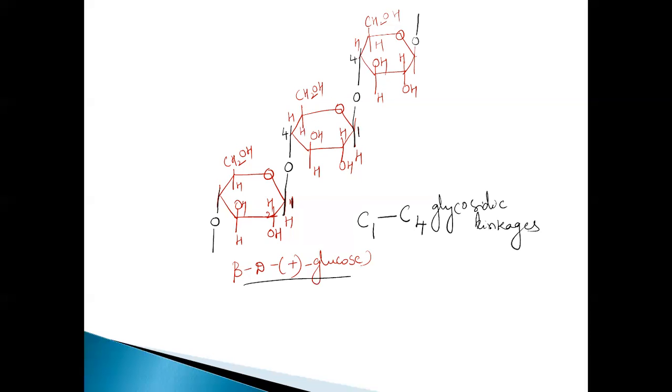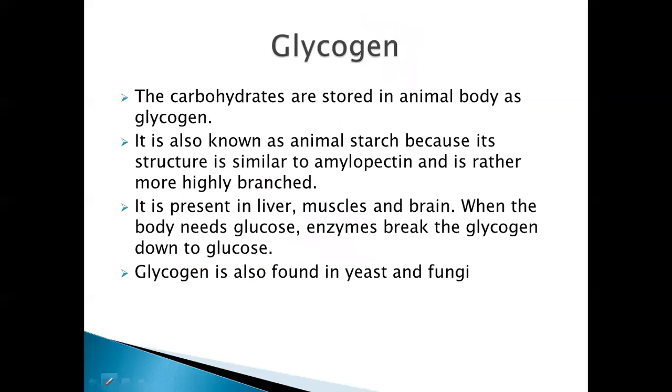Yes. And when we come to glycogen, this carbohydrate is mainly found in animals. So in the animal body, these carbohydrates or polysaccharides are stored in the form of glycogen. Whenever the body needs glucose, this glycogen is broken down to simple glucose units with the help of the enzymes present in our body, and will give the glucose which is necessary to the body.